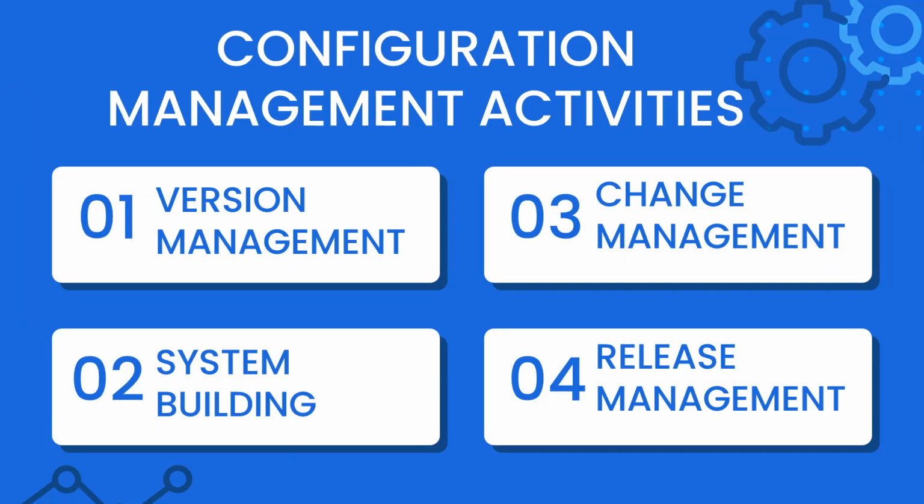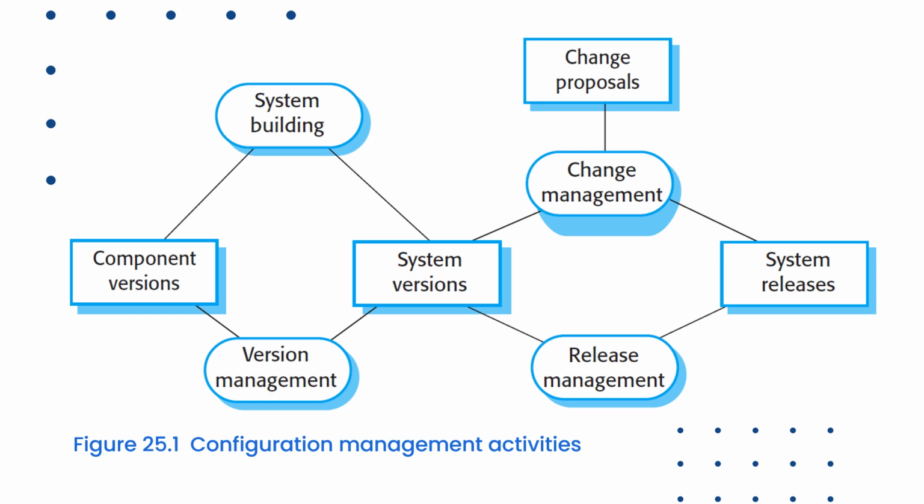The configuration management of a software system product involves 4 activities: version control, also known as version management, system building, change management, and release management. System building and version management both handle component versions and system versions. Change proposals are given during change management, which then alters system versions and system releases. Release management deals with system versions and system releases as well.